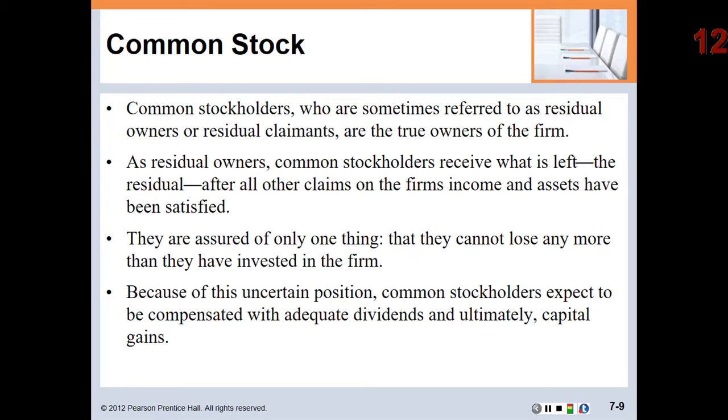And as we talked about earlier, because of this uncertainty, and again, uncertainty is a huge part of investing, common stockholders expect to be compensated with adequate dividends and ultimately capital gains, which simply means the price of the stock goes up. I mean, that's what we're hoping when we purchase a stock, is the price of the stock goes up.